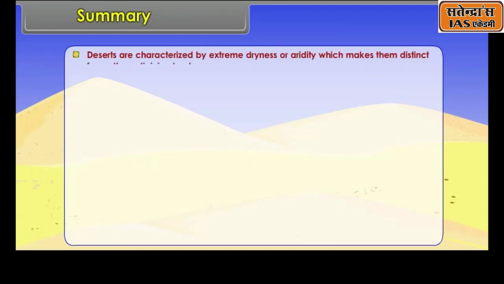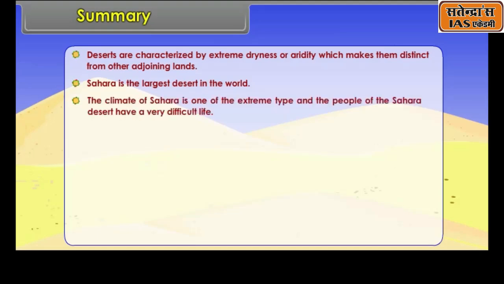Summary: deserts are characterized by extreme dryness or aridity, which makes them distinct from other adjoining lands. Sahara is the largest desert in the world. The climate of Sahara is of an extreme type, and the people of the Sahara Desert have a very difficult life. The major species of plants are cactus, acacia, babool and thorny bushes.